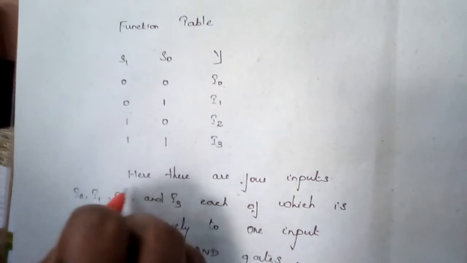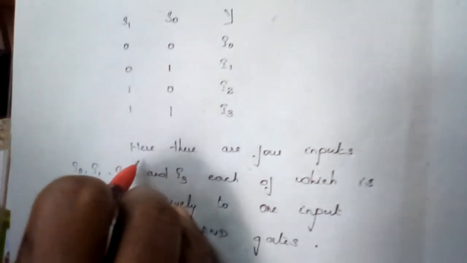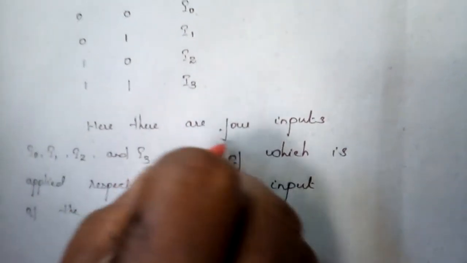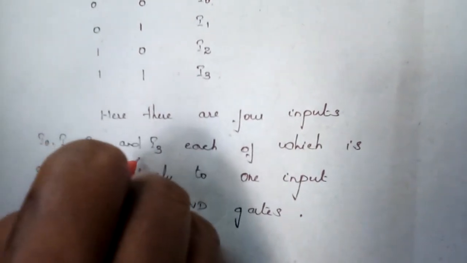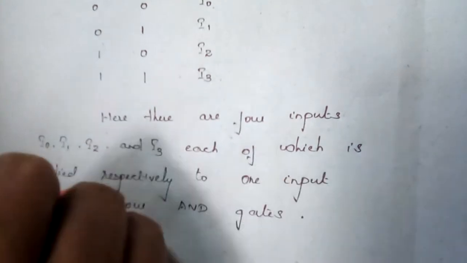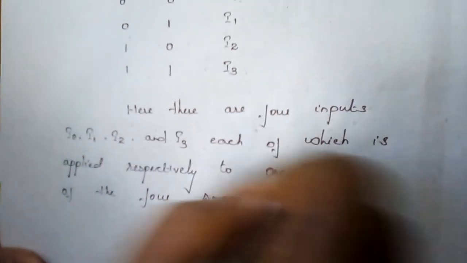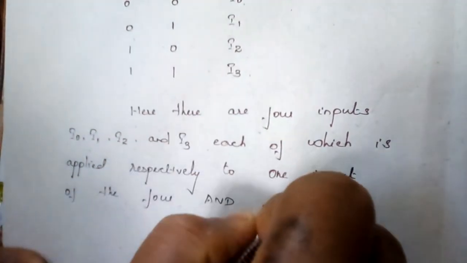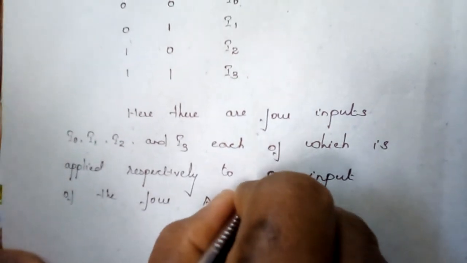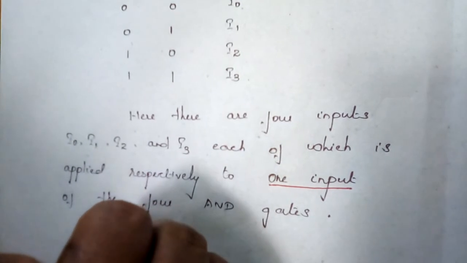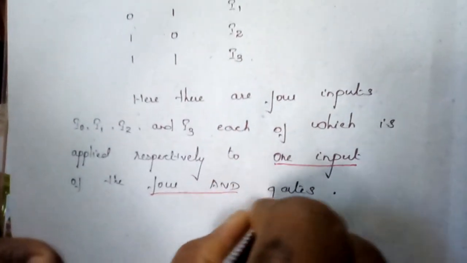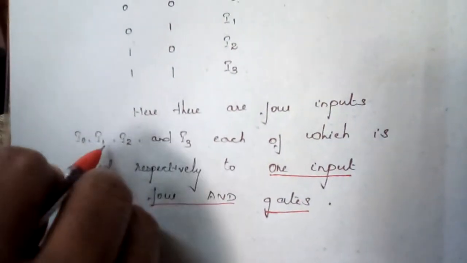Here, as explained earlier, there are four inputs I0, I1, I2 and I3, each of which is applied respectively to one input of four AND gates. So note it down. Each of the inputs is provided to the four AND gates. Okay, and the inputs are I0, I1, I2 and I3. So this is the functional block diagram.